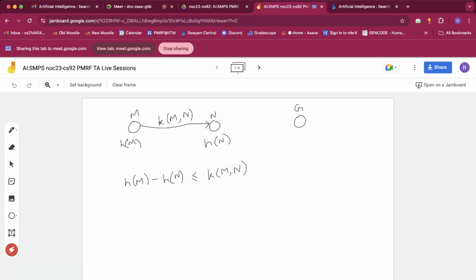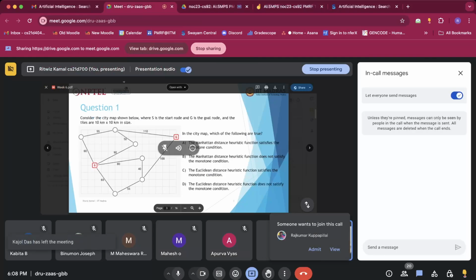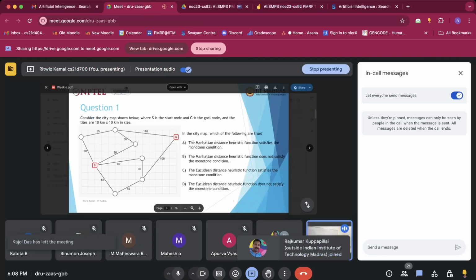Based on this, I'll shift back to the question. You have to answer this question over here. I'll give you a couple of minutes and then we can discuss the solution. In the meantime, if you have a solution, you can feel free to write in the chat box or unmute yourself and then we can take it on from there.